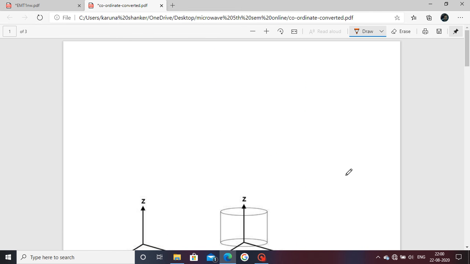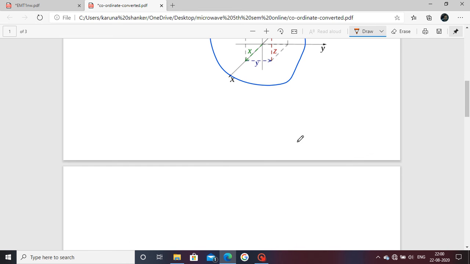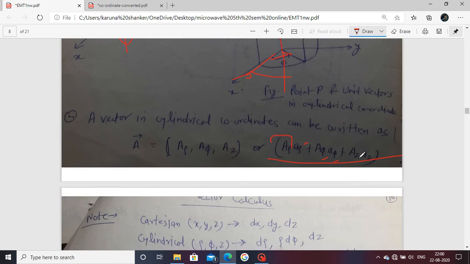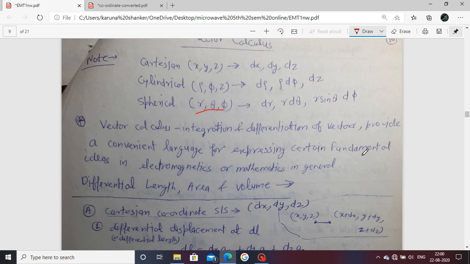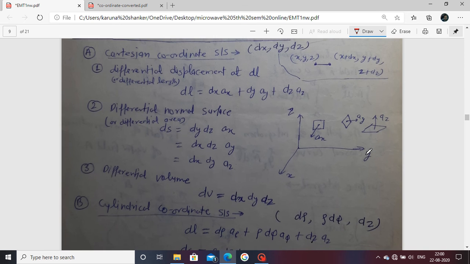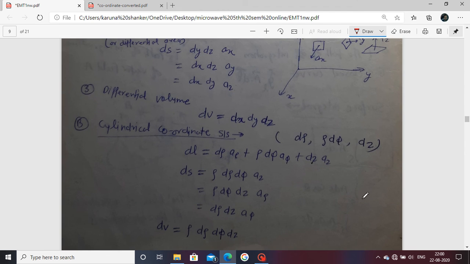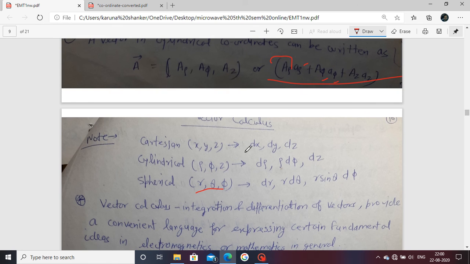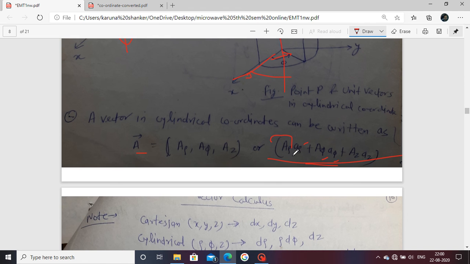Okay, this is the overview of your Cartesian, cylindrical, and spherical coordinate systems. The representation of their unit vectors, such as a vector in cylindrical coordinates. In the case of a sphere, this is used as r, theta, phi.